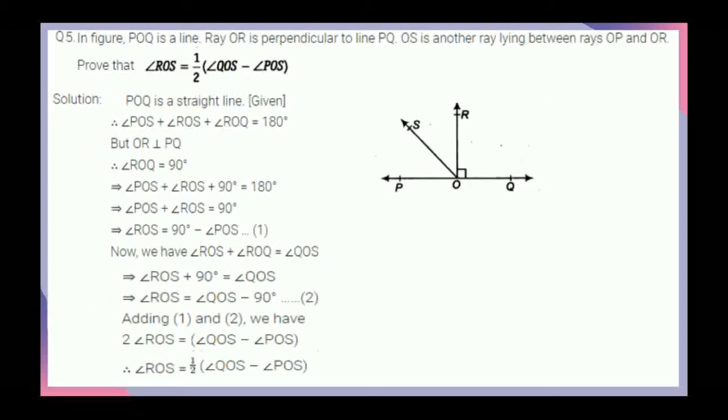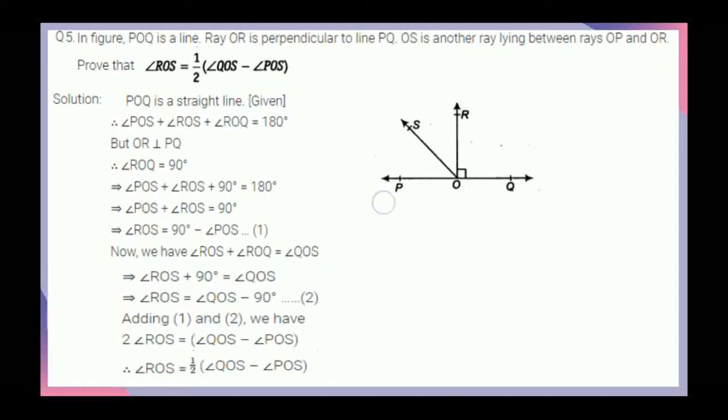Now, question number 5. In the figure, POQ is a line, ray OR is perpendicular to line PQ. OS is another ray lying between rays OP and OR. Prove that angle ROS is equal to half of angle QOS minus angle POS.